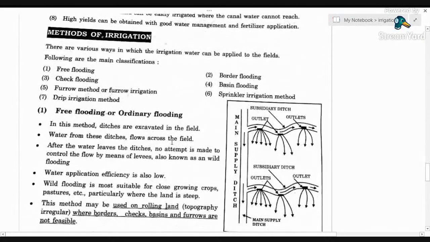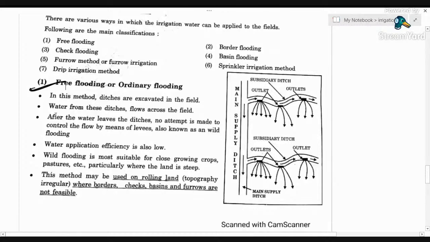Next we talk about the various methods of irrigation. There are actually seven methods. Today we will talk only about free flooding; in the next class we will talk about the other methods. The first one is called free flooding, or ordinary flooding, or sometimes uncontrolled flooding also.